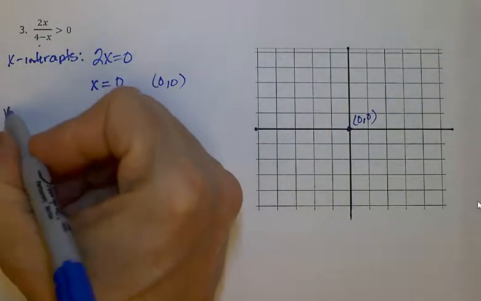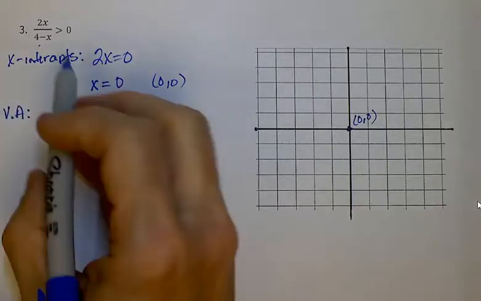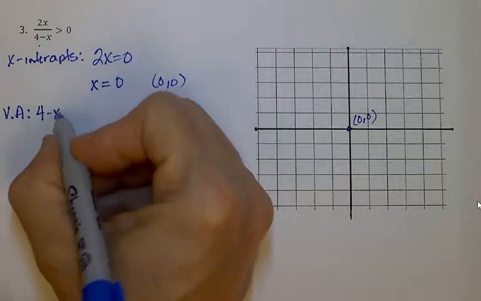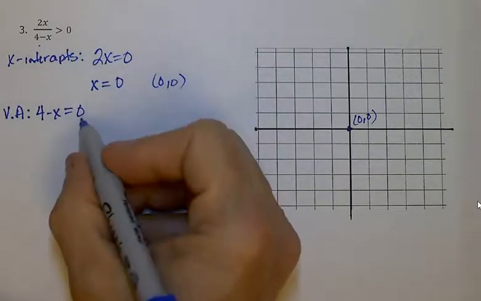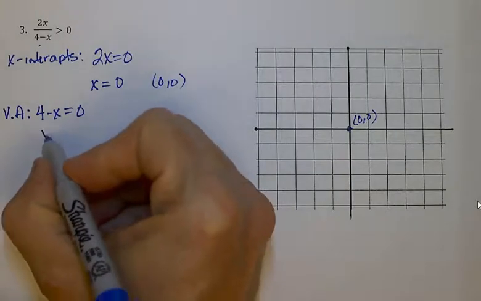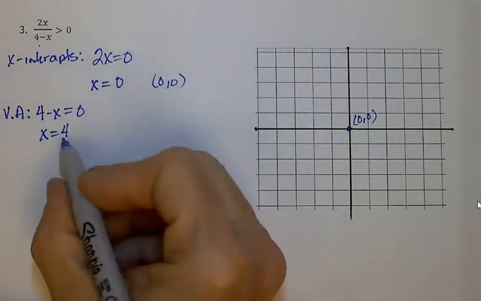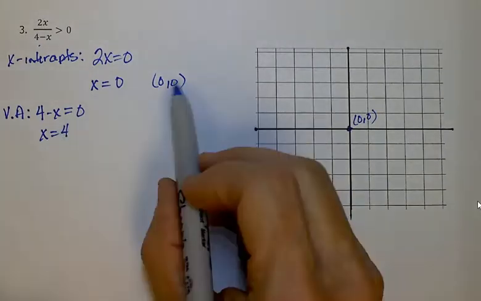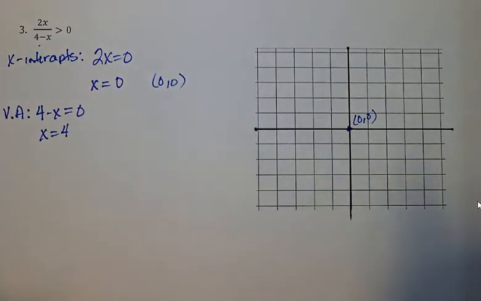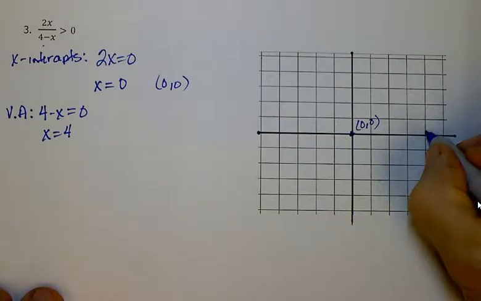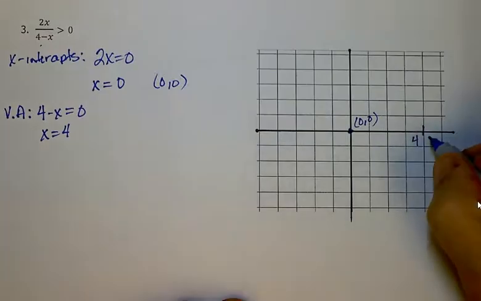Then for my vertical asymptotes, I'm looking for what makes the denominator equal to 0. I can take that denominator and set it equal to 0 and solve for x. This is going to give me x equals 4. That's where my one vertical asymptote is. Since these values don't match at all, that means I don't have any holes in the graph. So I do want to put my vertical asymptote in at x equals 4.